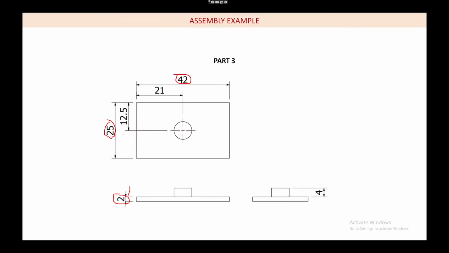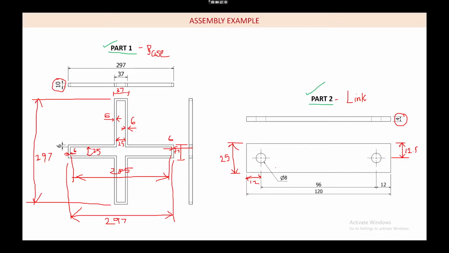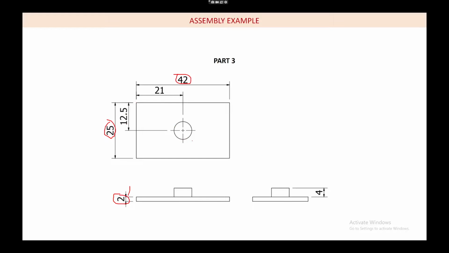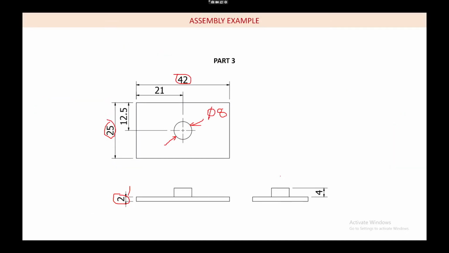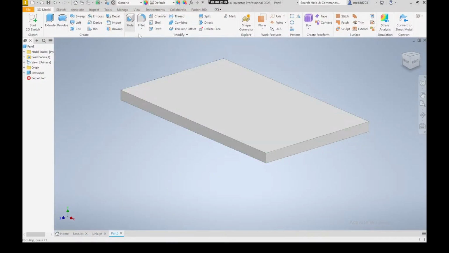So next I have to make a small pin. So that pin, the diameter here is not given, but we can see the diameter from this link. Whatever is going to be the diameter of the hole in this link, the same will be the diameter of this also, because this pin is going to fit inside the hole in the link. So this also you can say it is a diameter of 8. Okay, so dia 8.